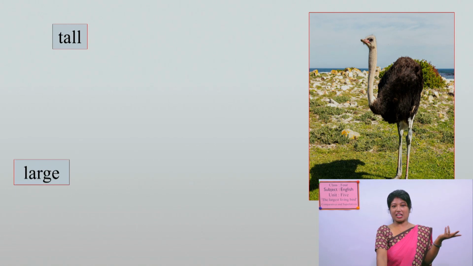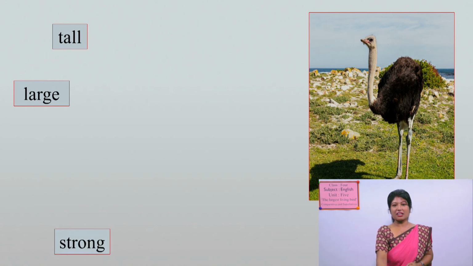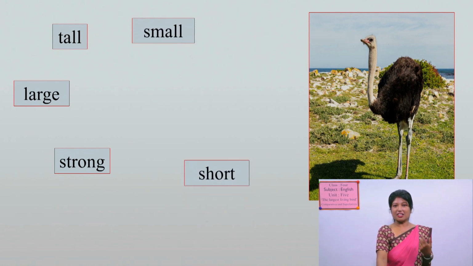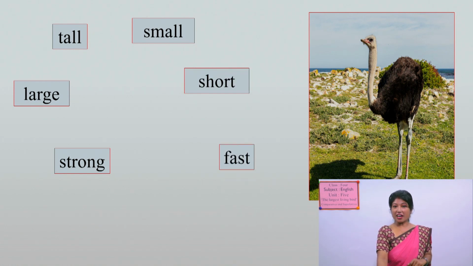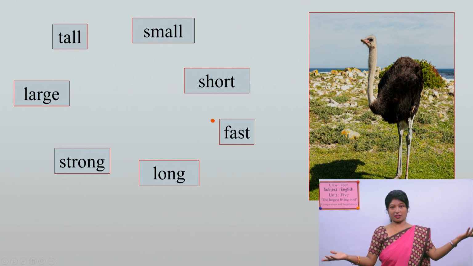Tall, large, these are the words that we got from the passage, paragraph. Large, and then strong, small, short, fast, and then long. Overall, we have found these words from the passage: tall, small, short, fast, long, strong, and large. All these words describe this bird. So they are adjectives. Describing words are called adjectives.